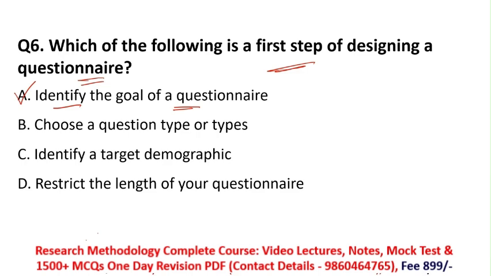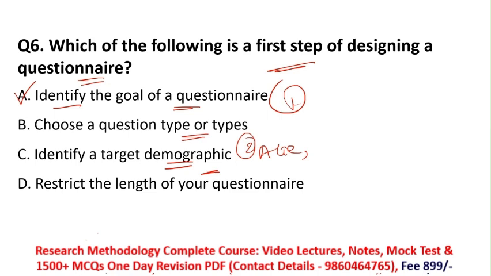Option B, choose question type or types. Okay, so firstly, if you are designing your questionnaire, you will select your goal. What will be your goal? Then after that, you will target your demographic. Demographic means you will select your audience according to characteristics, for example, according to their age. Demographic means according to their characteristics, that age group of people.